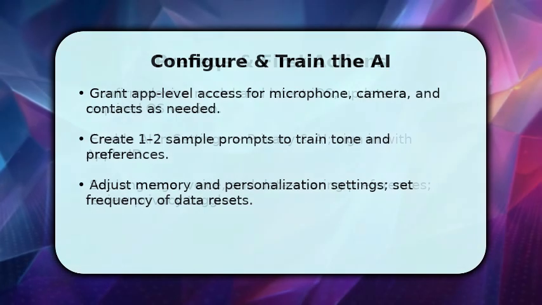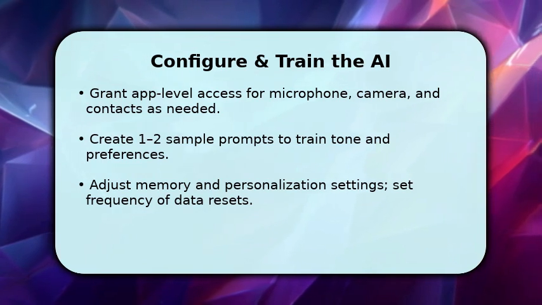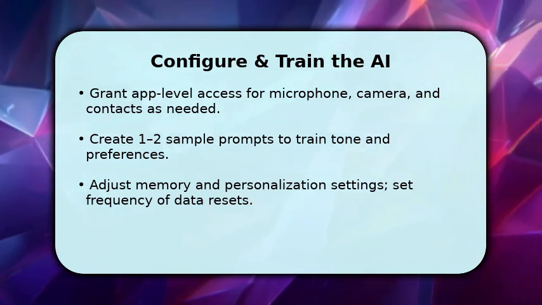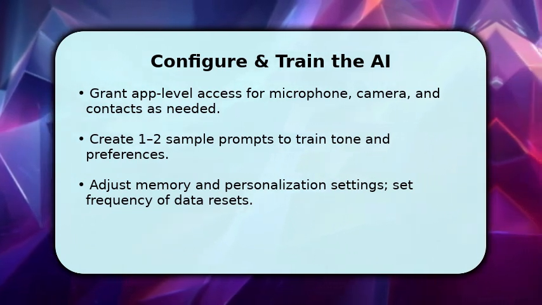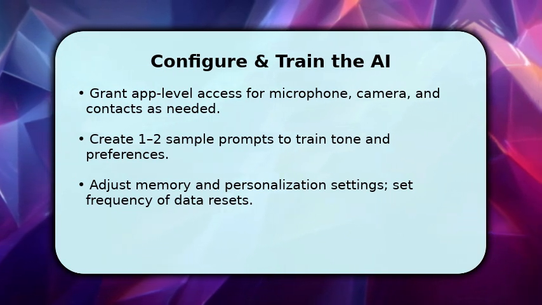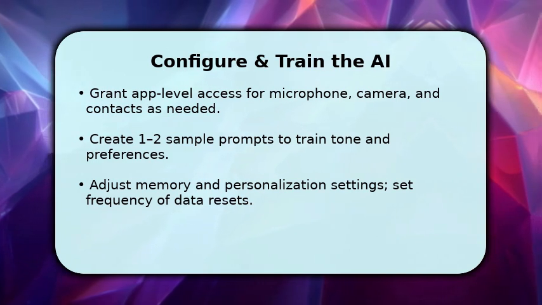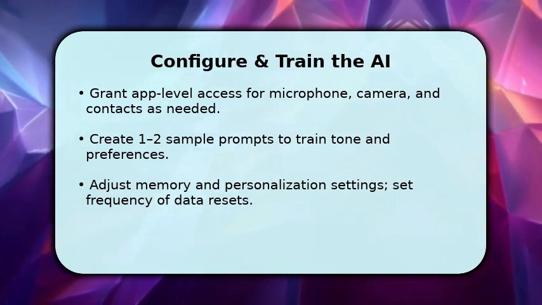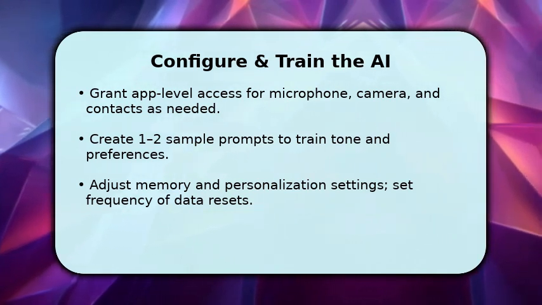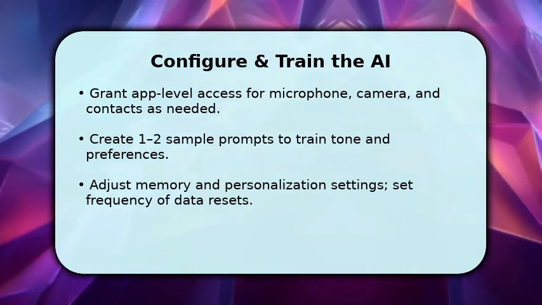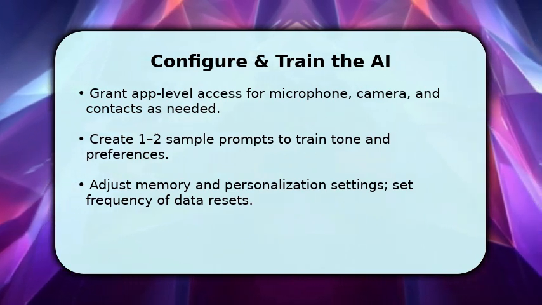Next, configure the AI by granting necessary app permissions: microphone for voice, camera for visual input, and contacts for contextual replies, because the model uses those signals to help you. Once done, feed it 1 to 2 sample prompts to teach your preferred tone and task style. This accelerates relevant outputs. Also, fine-tune memory and personalization controls. Choose what the AI remembers and how often to reset data so results stay useful without over-collecting information.